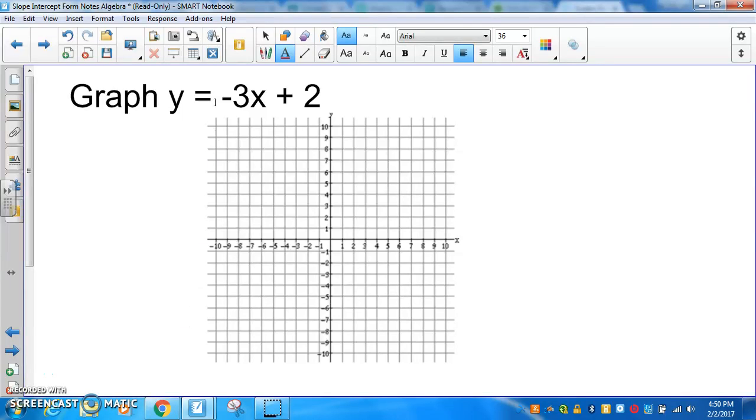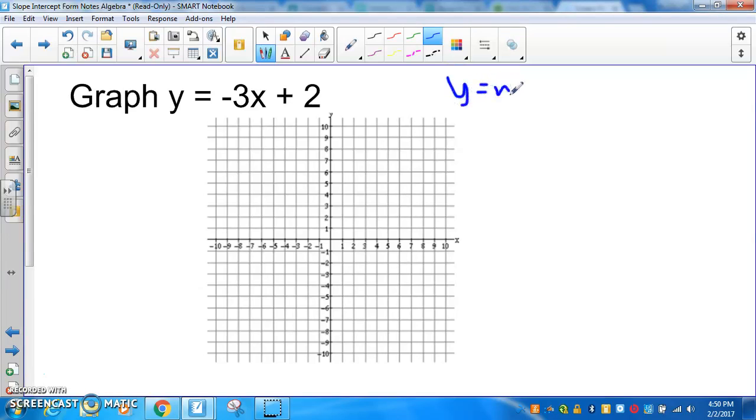Hey ladies and gentlemen, tonight I want to show you really quick how to graph a linear equation. This is a super easy problem. You've got to remember slope-intercept form is y equals mx plus b. And remember that we always start with b.